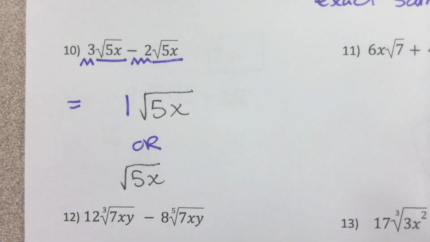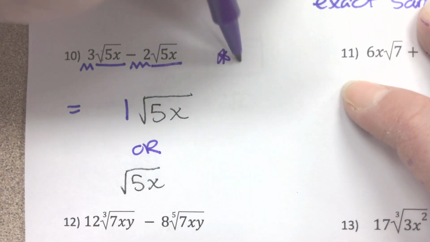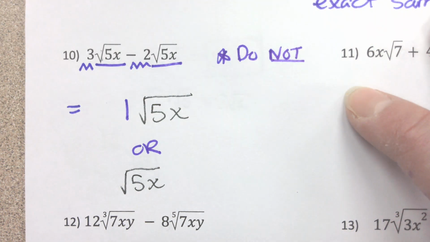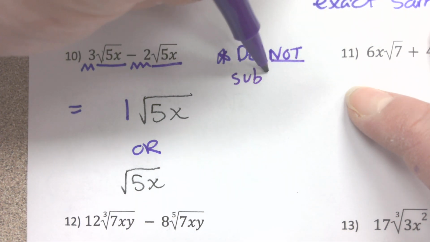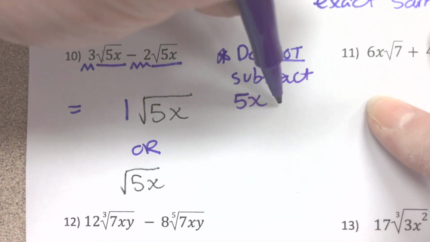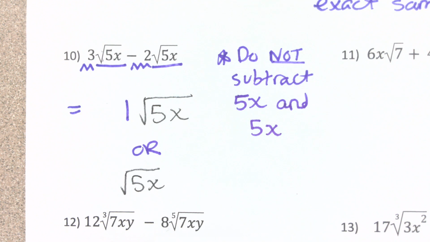I'll add the little note here in case you missed it the first time. Do not subtract 5x and 5x. The stuff under the radicals, don't actually subtract those. See that more often than you would think.